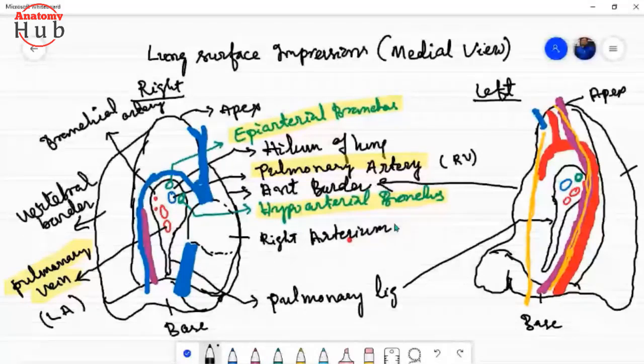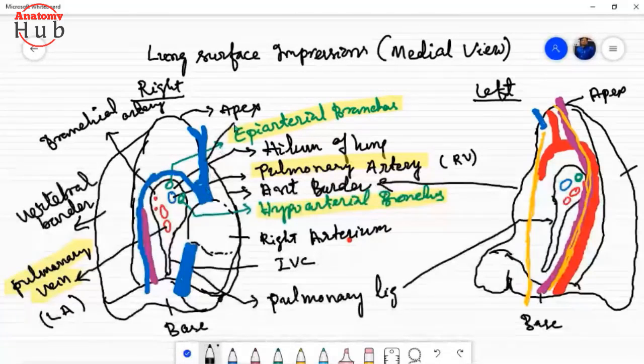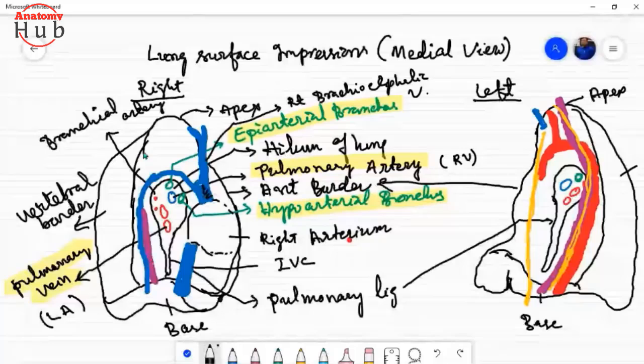Okay, and this is your inferior vena cava, and this will be your right brachiocephalic vein. And this is your superior vena cava. This is the superior vena cava, and this is your esophagus, and this is your azygos vein. So that covers the left lung and the right lung, along with the hilums and their structures.